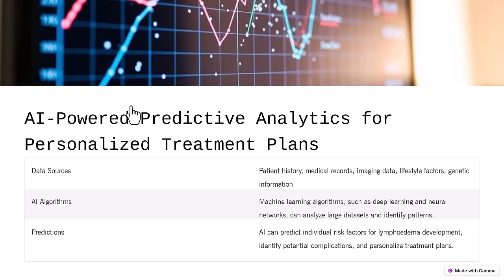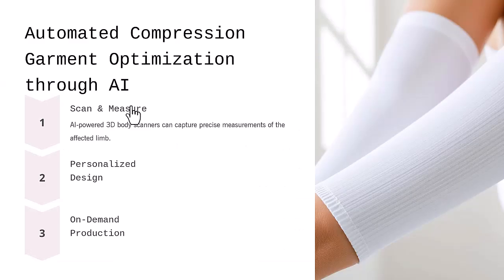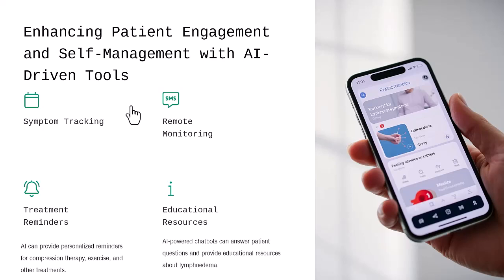AI algorithms can be advanced by advanced machine learning and deep learning as well, and it can be a very good predictor of outcome. It can scan and measure automatically to give you the best compression therapy. It can personalize the compression therapy, and it also can work on demand.